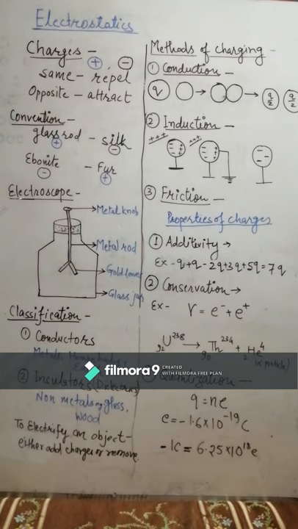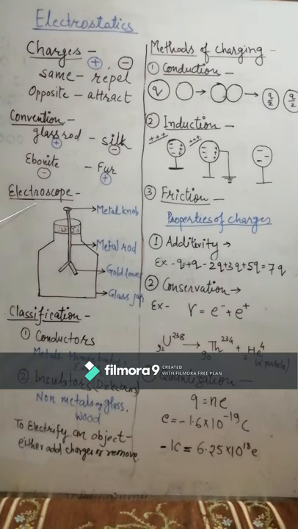Okay? Here we have one simple apparatus called a gold leaf electroscope, which is used to know whether any object is charged or not. The schematic diagram of this electroscope is like this. Here we have a metallic knob. This is a metal rod, and at the second end, gold leaves are there. Okay, and this whole system is kept in a glass jar.